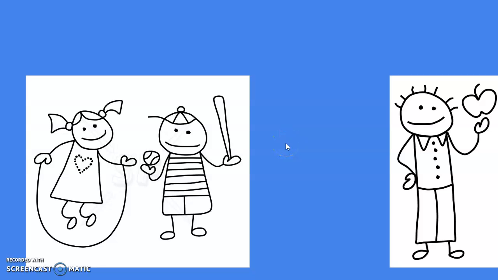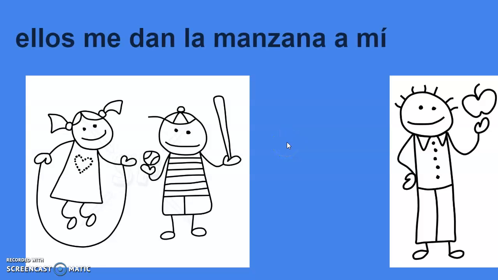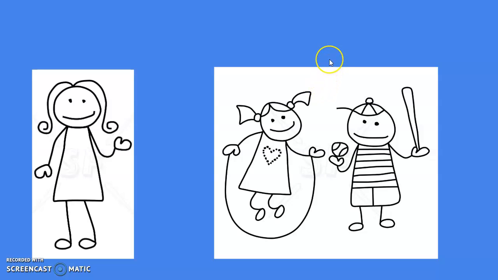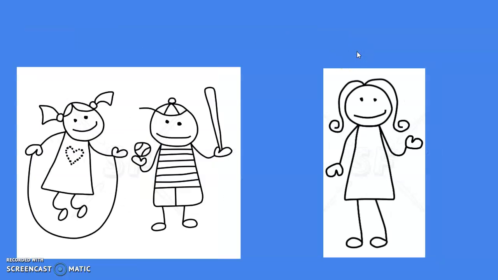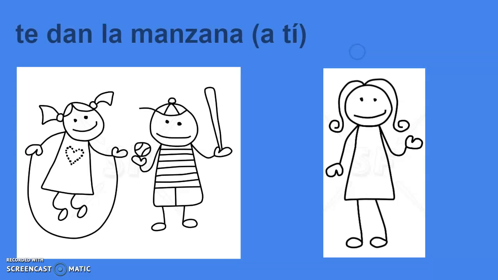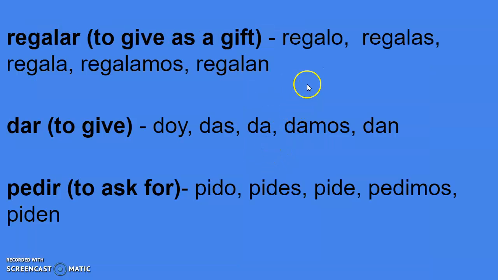They give the apple to me. Ellos me dan la manzana a mí. You give the apple to them. Les das la manzana a ellos. They give the apple to you. Te dan la manzana a ti. Are you getting it? I know you are. Excelente clase. Ustedes son muy, muy inteligentes.